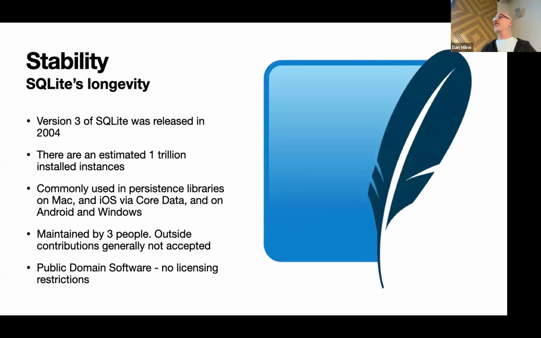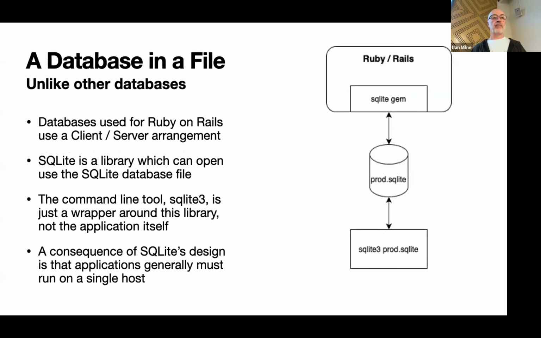So SQLite's been around, this current version 3, since 2004. Estimated 1 trillion instances. It's in all your smartphones, your cars, your laptops, your video fridge. It's used by Core Data as the primary way to save data. It's maintained by 3 people. They do not generally accept outside contributions because they don't want any pollution of their license. It's public domain software and no license restrictions.